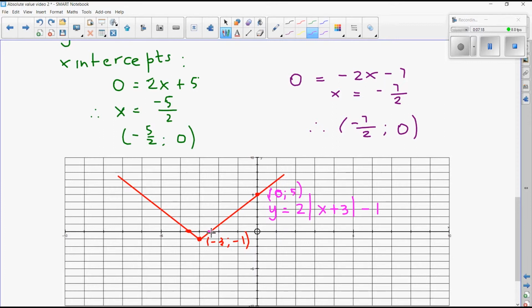And then we're going to label the x-intercept. This one is going to be minus 5 over 2 and 0. And the next intercept here is going to be minus 7 over 2 and 0.